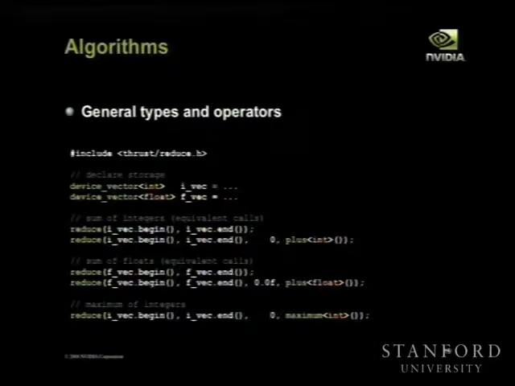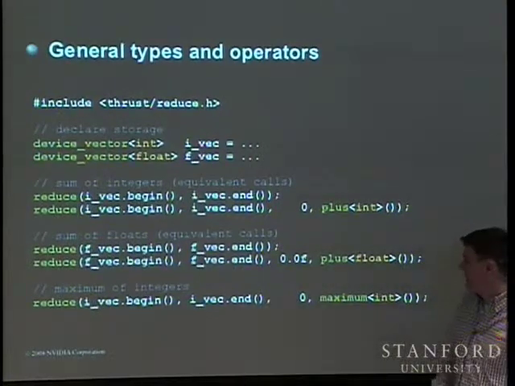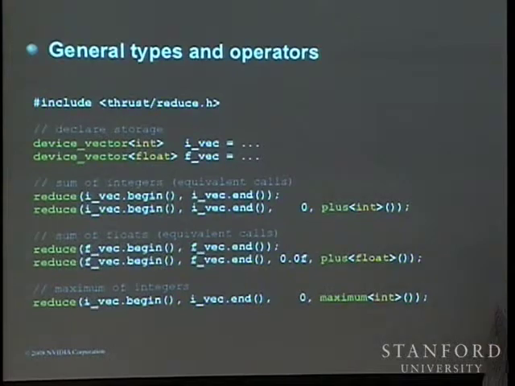Okay, so as I mentioned before, the algorithms support general types and operators, and this shows you the way that you specify that for the reduce function. In either case, we're working on the device, but in one case we have a sequence of integers, in the other case a sequence of floating point numbers. And if you just want to take the sum of them, you can just call reduce, and it implicitly fills in these additional optional parameters with some defaults.